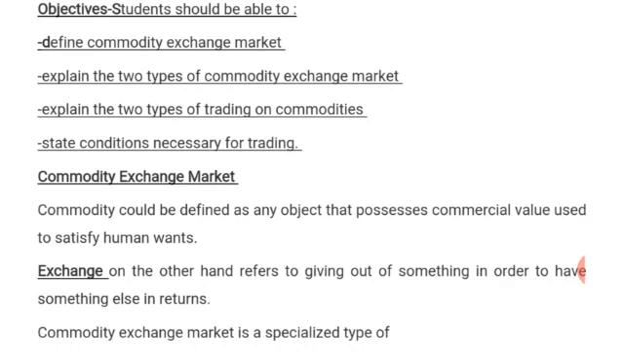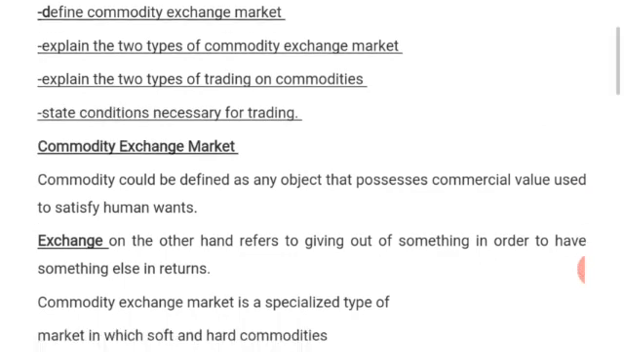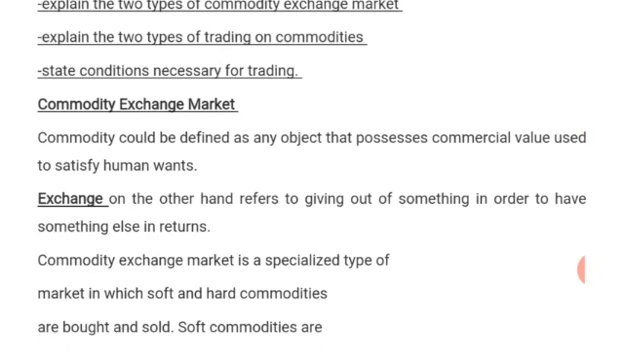Before we go to the meaning of the topic, let us look at the meaning of commodity and exchange, which are the words used in the topic. What is commodity? Commodity could be defined as any object that possesses commercial value used to satisfy human wants. This definition has made us to know that commodity is a physical item, something you can see. So, it's not a service. It's something we can see and handle.